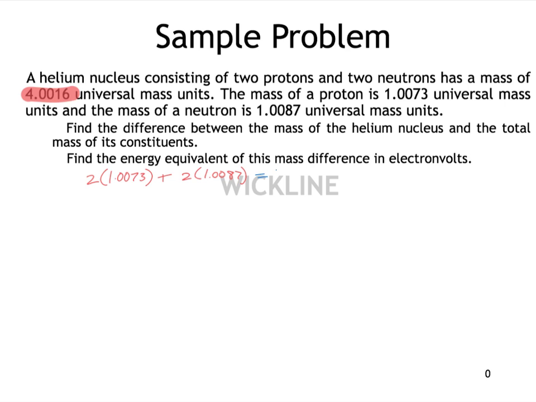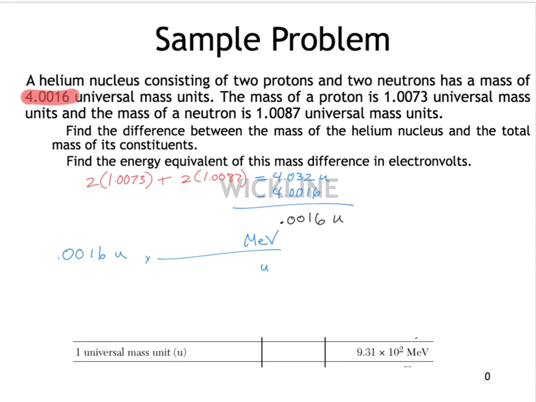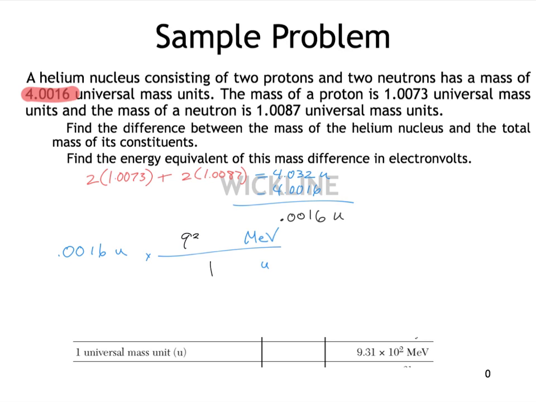And as we've shown before, this comes out to be 4.032 universal mass units. Now let's subtract from that the stated actual mass of 4.0016. And I got a difference of 0.0016 universal mass units. Now in the second step, we need to convert this amount of mass into energy, specifically in electron volts. So this is essentially a conversion. We'll keep universal mass units on the bottom and electron volts on the top. I'm going to have to use mega electron volts because of this relationship. And it's going to say 1 universal mass unit is 931 mega electron volts. So we basically just need to do the 931 and multiply it by 0.0016.